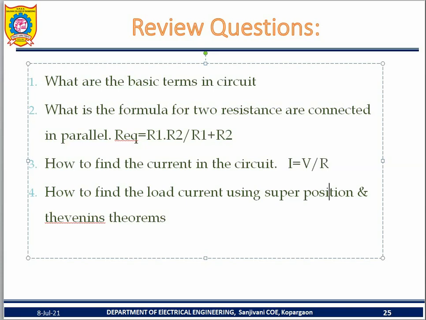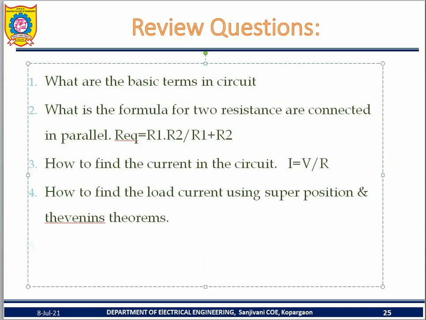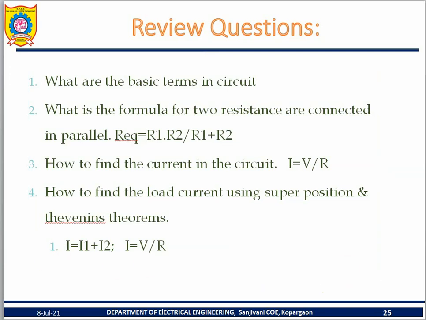Very good. How to find the load current using the superposition and Thevenin's theorem? Tell me. Step number 3, so load current in the superposition theorem: I is equal to step 1, I1, plus step 2, I2, for example 2 steps. Similarly, Thevenin's theorem: I is equal to V upon R. Okay, so that's all. I will stop over here. So your unit DC circuit is over.